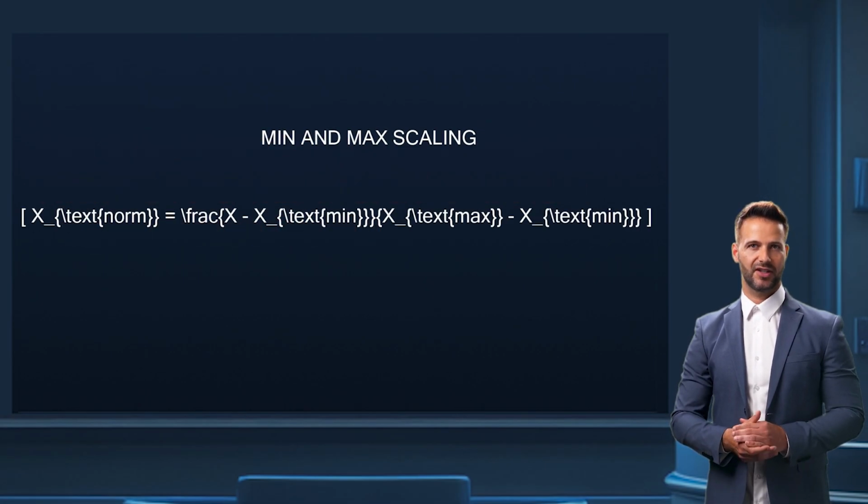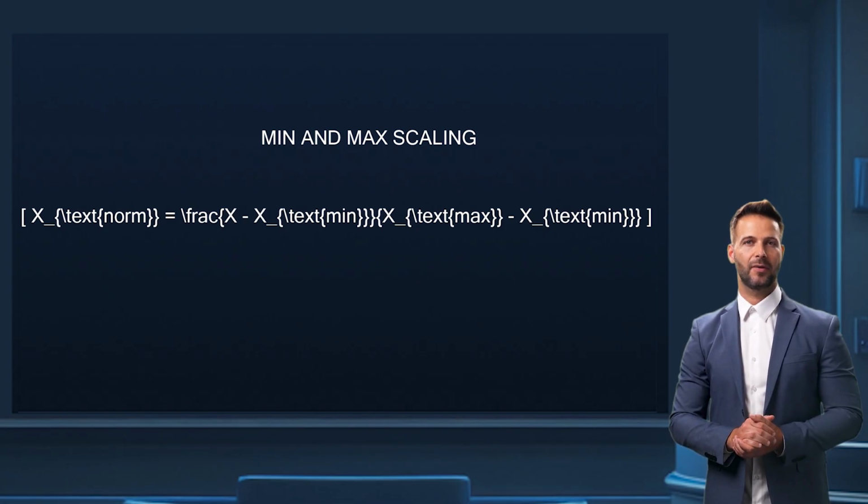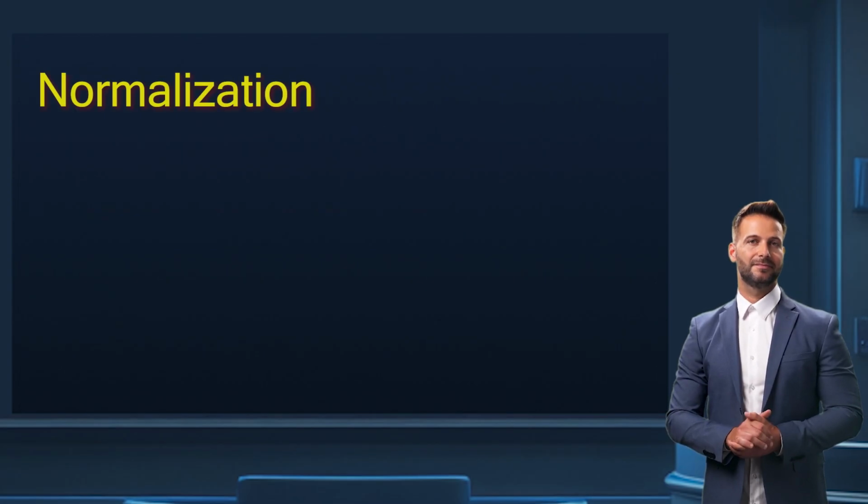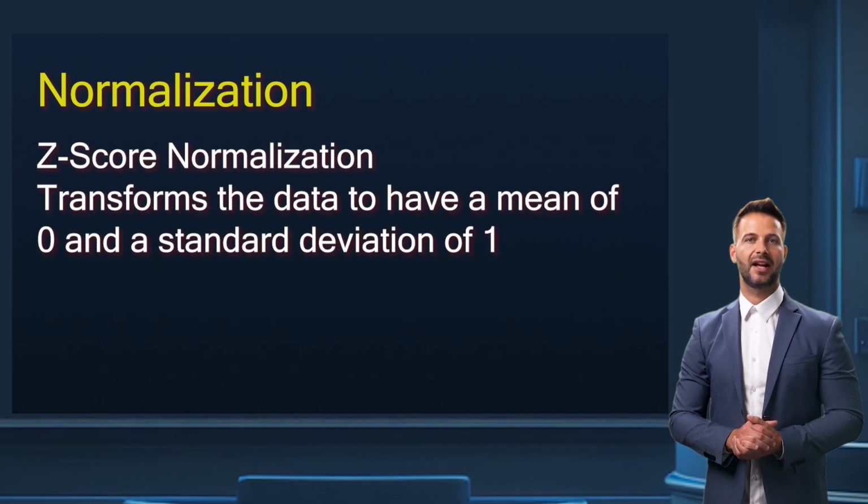Don't memorize it, just understand we do it. This is the beginner course, right? After normalization, the minimum value will be 0 and the maximum will be 1, ensuring that no single feature dominates the calculations. Next, we also have standardization with the z-score normalization.